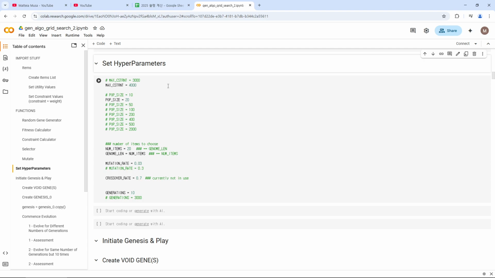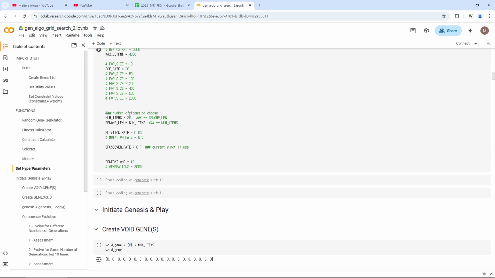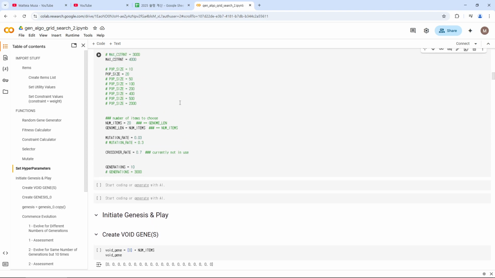Well, the ones that actually matter or that I use are mostly the same. Max constraint, the weight threshold, being 4,000. Number of items is still 20. Mutation rate is still 3%. And generations and population size will be changing within the for loops.